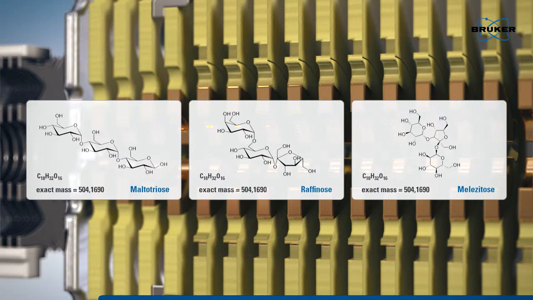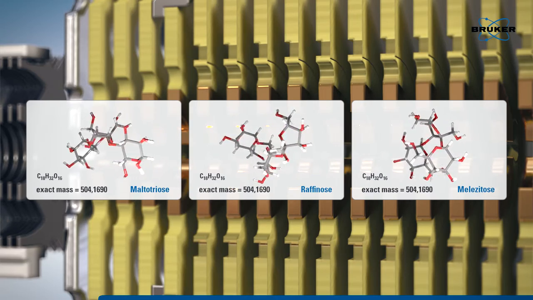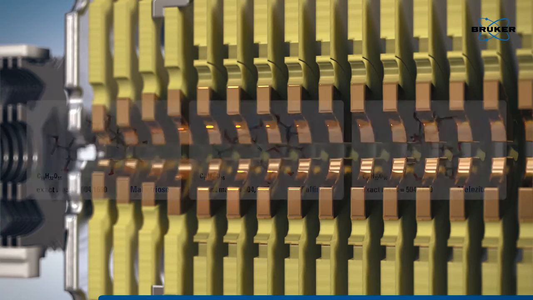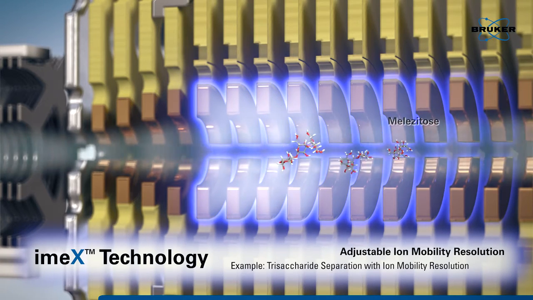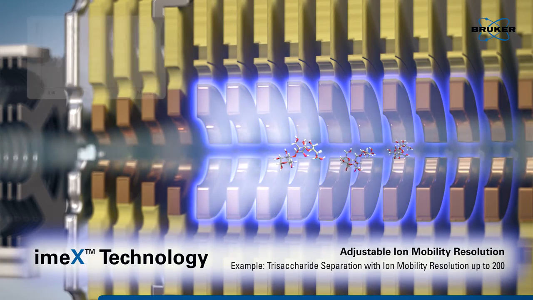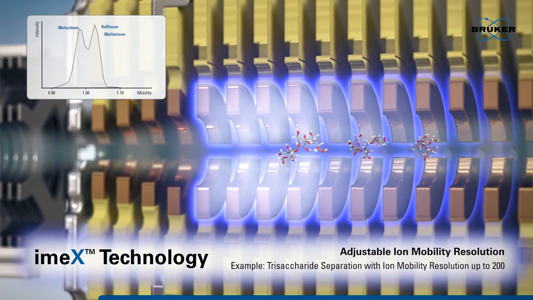Here, we demonstrate how three isomeric trisaccharides are separated by TIMS. You can select different ion mobility resolution modes, investigate a wide mass range, or maximize ion mobility resolution to magnify peaks of special interest.